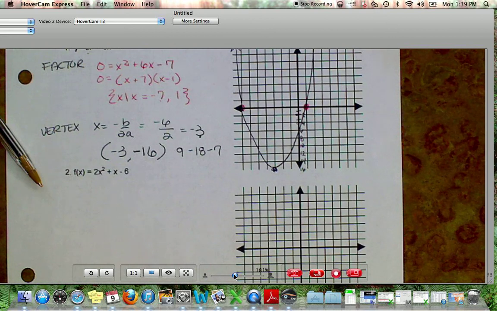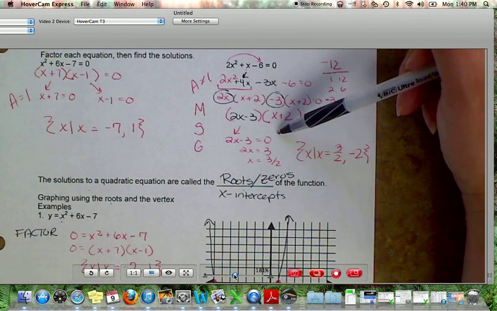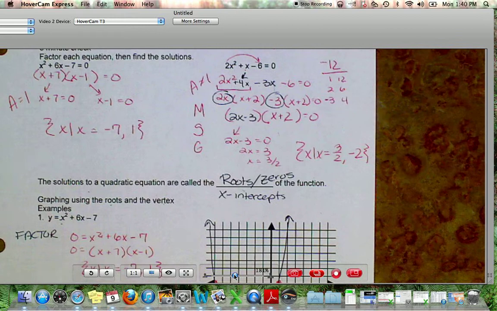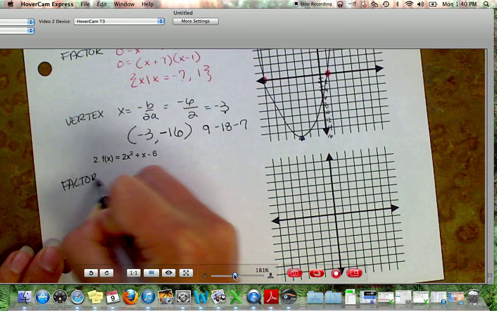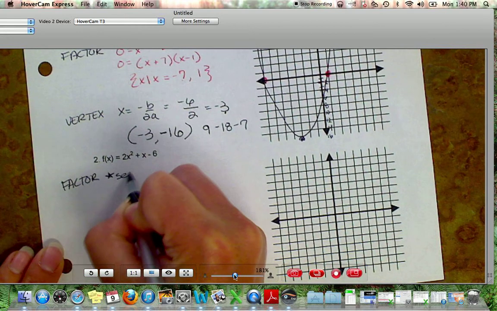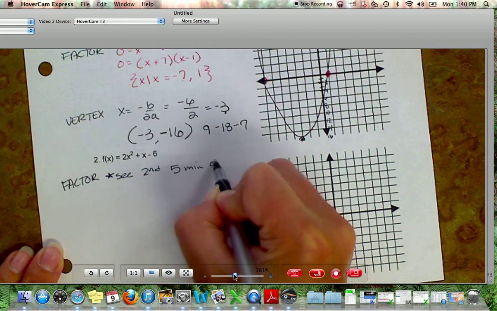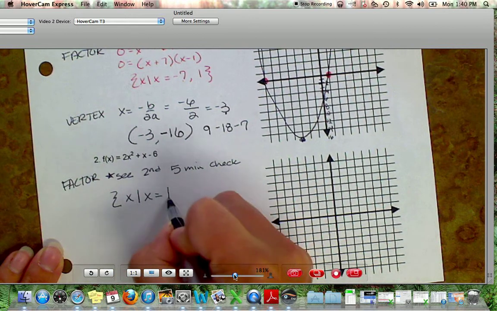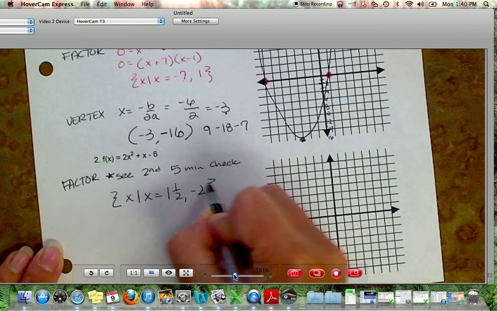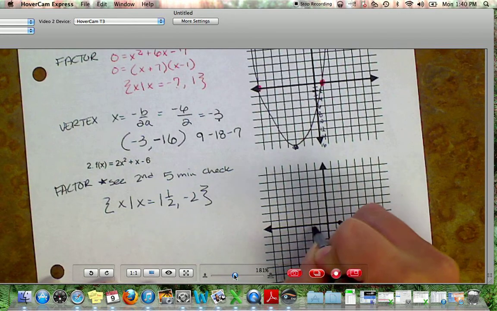Number 2 looks strangely like the second 5-minute check. All right, so we're not going to go through all this work again. We know when we factored, so we're going to go back down here. When we factor, we'll just write, C the second 5-minute check. And we know that the roots were 1.5 and -2. So we'll plot those on the axis. 1.5 and -2.